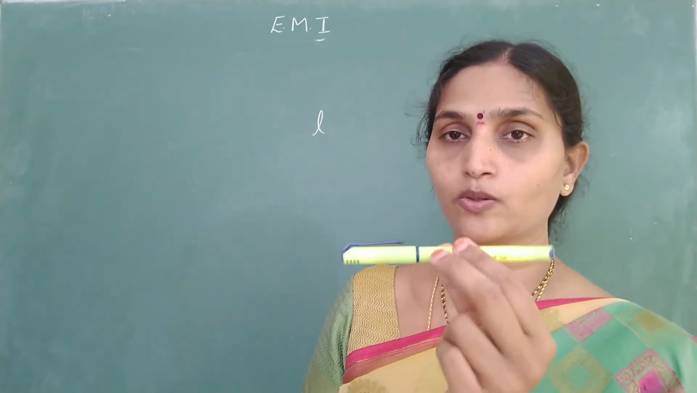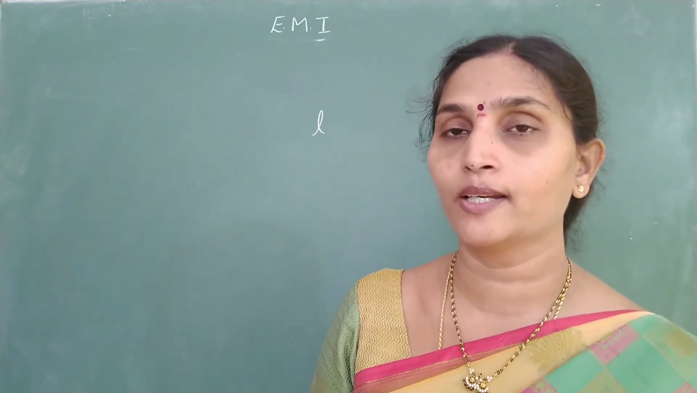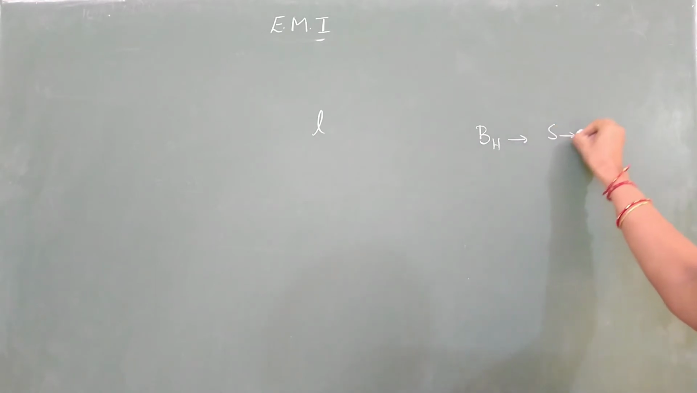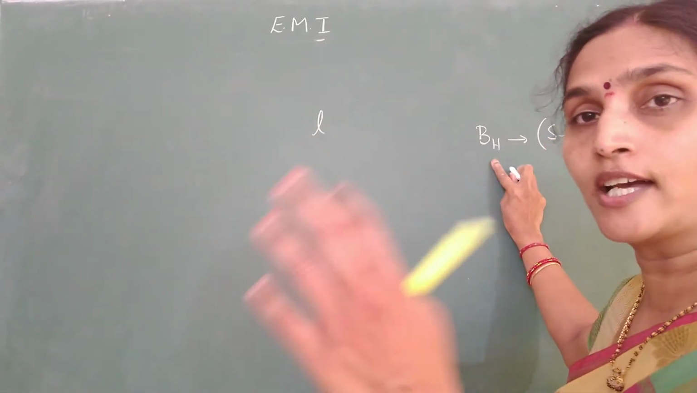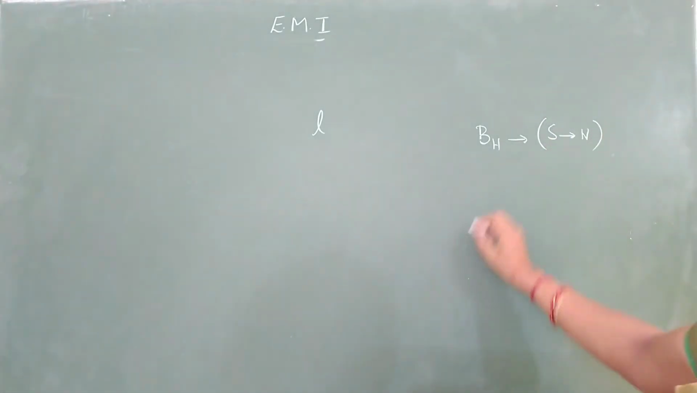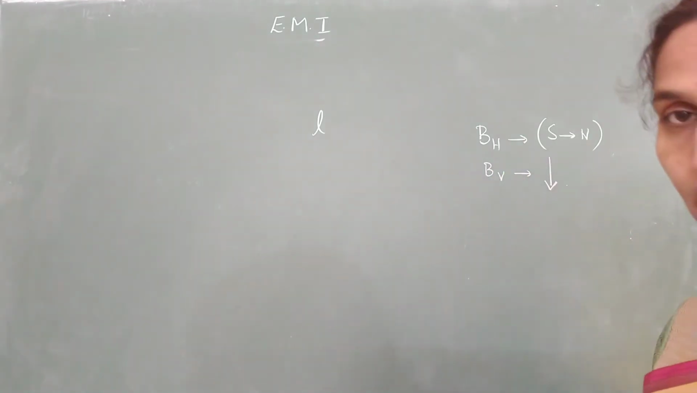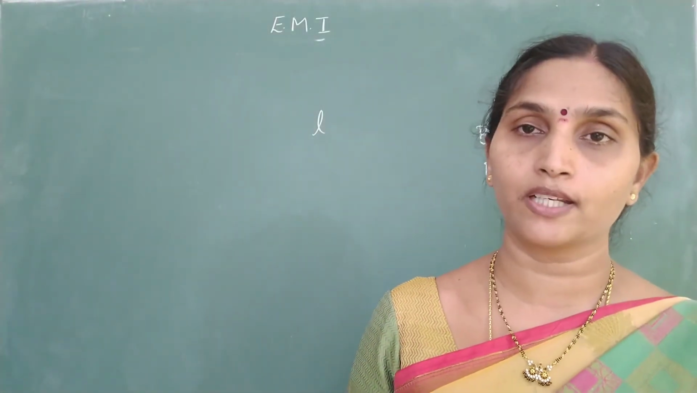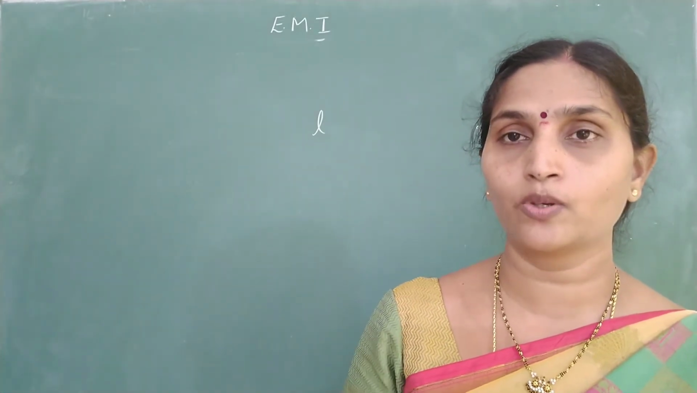To solve this type of question, first remember there are two components for Earth's magnetic field, BH and BV. What is the direction of the horizontal component? BH is always directed from south to north. Remember this: the horizontal component of Earth's magnetic field is directed from geographic south to north. Then the vertical component is always acting in a vertically downward direction. So at whichever place you stand, it passes through you. That is the direction of the vertical component. What is the direction of the horizontal component? From south to north.